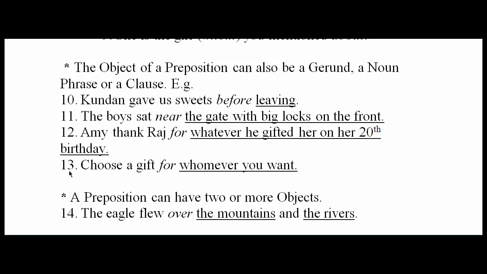Take a look at the 13th example. Choose a gift for whomever you want. The object of the preposition for is actually a clause, whomever you want, a subordinate clause for that matter, in these two cases.